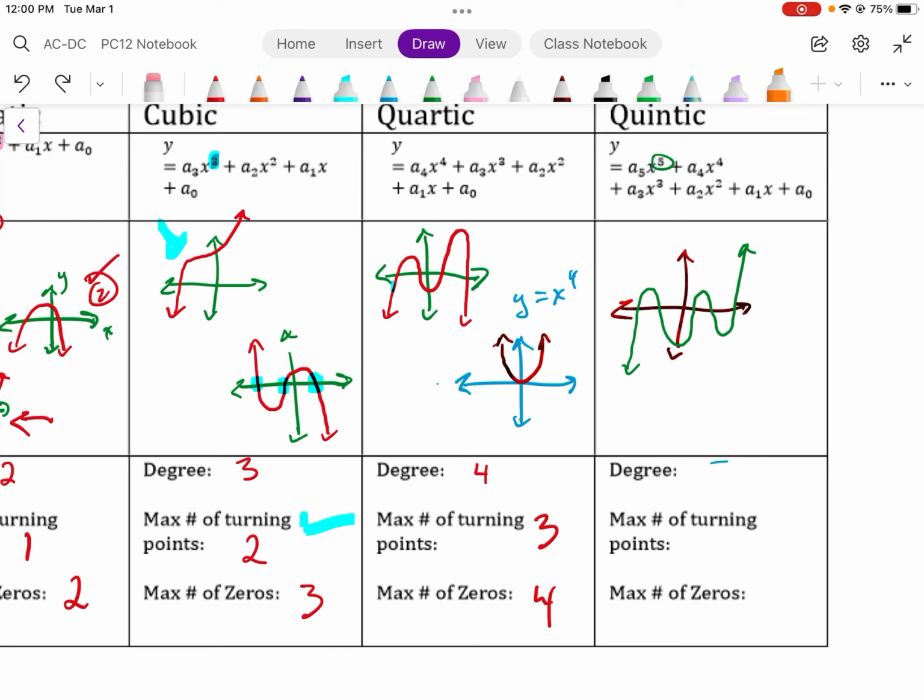How many zeros do we have? 1, 2, 3, 4, 5. So the degree is 5. The maximum number of turning points is 4. The maximum number of zeros is 5. But keep in mind that there's always an exception to the rules. A quintic function can also look like this.